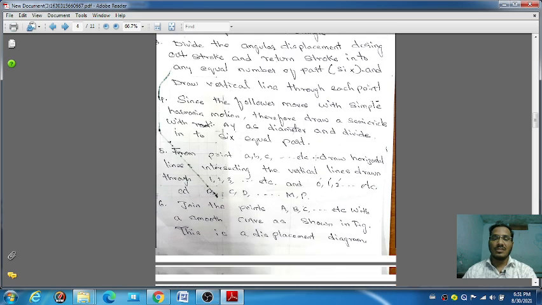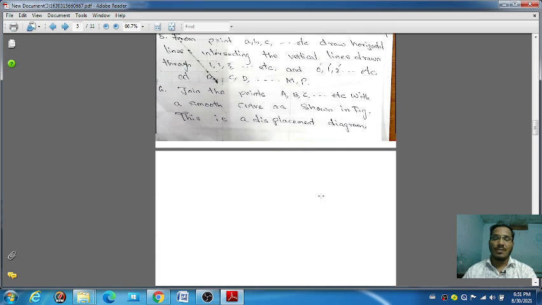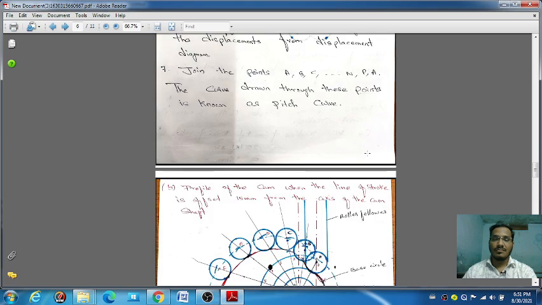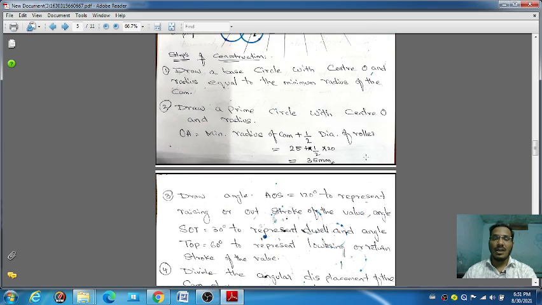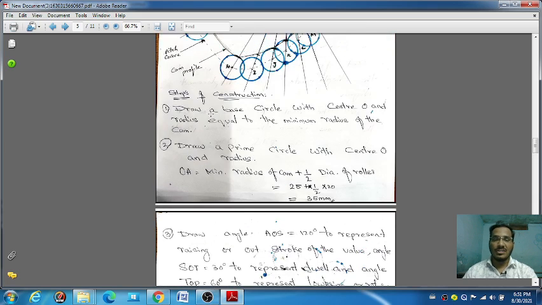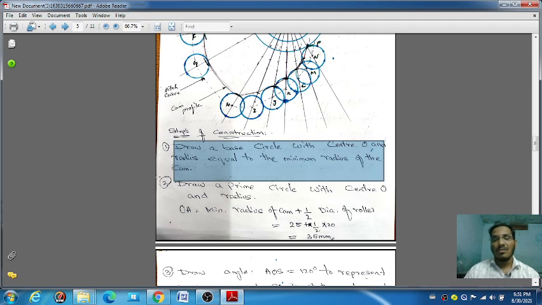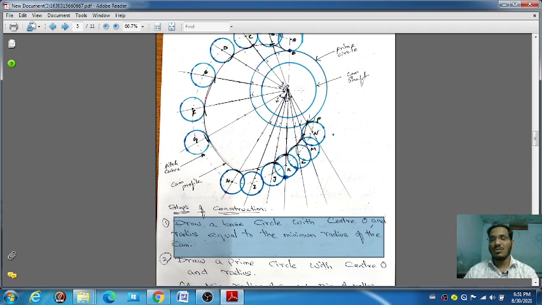The next is cam profile. In that cam profile, the steps of construction are there. You can see the step here. Draw the base circle with center O, radius equal to the minimum radius of the cam. The minimum radius of the cam is given 2.5 centimeter. So you can take 2.5 centimeter here and draw this circle. This is your base circle.